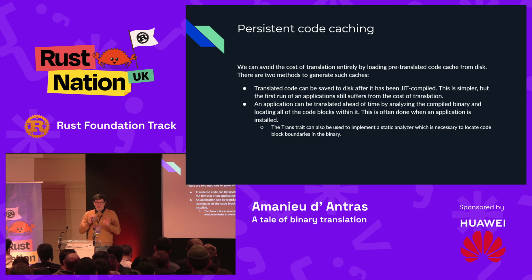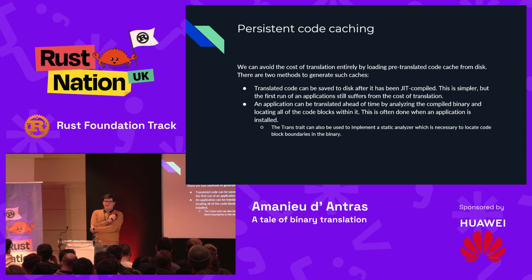Finally, the holy grail of binary translation is not having to translate at all. We want to be able to load already translated code straight from disk and just run it immediately. And there's two general approaches to doing this. We can just do a first run with JIT compilation and then save the results to disk, so it can be reused in the further run. Unfortunately, this still suffers from poor performance in the first run of the application, and first impressions are important.